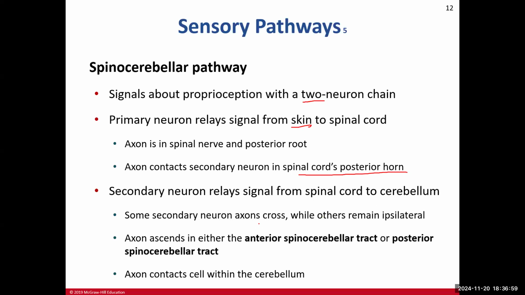Here's the thing. You are going to see that some, not all, some fibers will cross. That means contralateral. Some will remain ipsilateral or stay on the same side. So again, in this situation, we have two different tracts. We have the anterior spinocerebellar tract, and then we have the posterior spinocerebellar tract. And then that secondary neuron ends up going into the cerebellum. So here is the sensory input information that it's carrying, proprioception. Body spatial awareness. How much a joint is flexing or extending or pronating or supinating. It's going to be carrying all that information there for you.